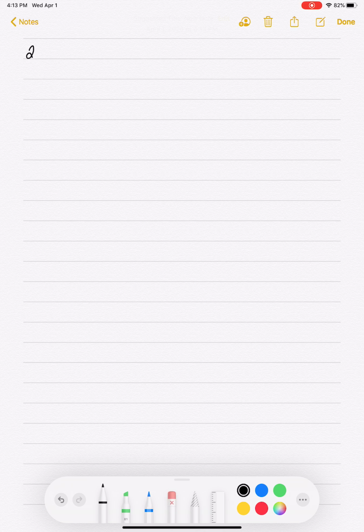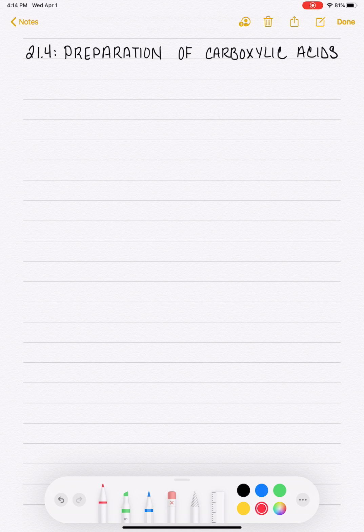Let's look at some of the reactions that we already know for making carboxylic acids. Pretty much all of them are review reactions that we've already learned.